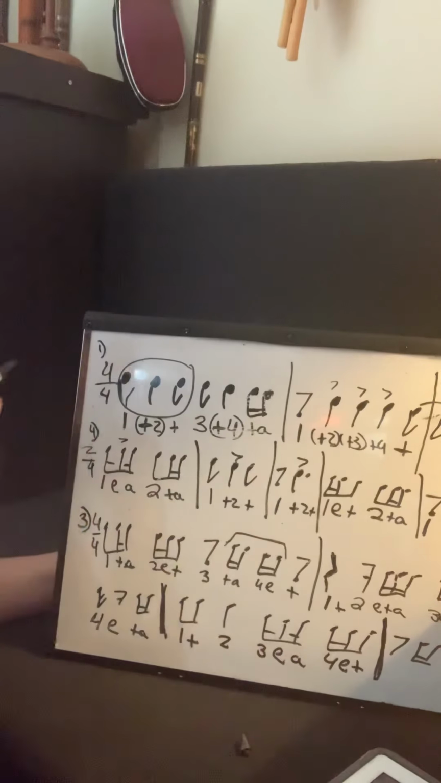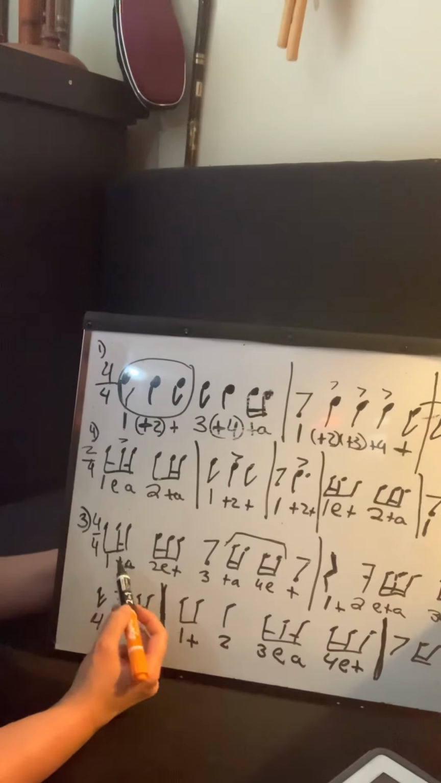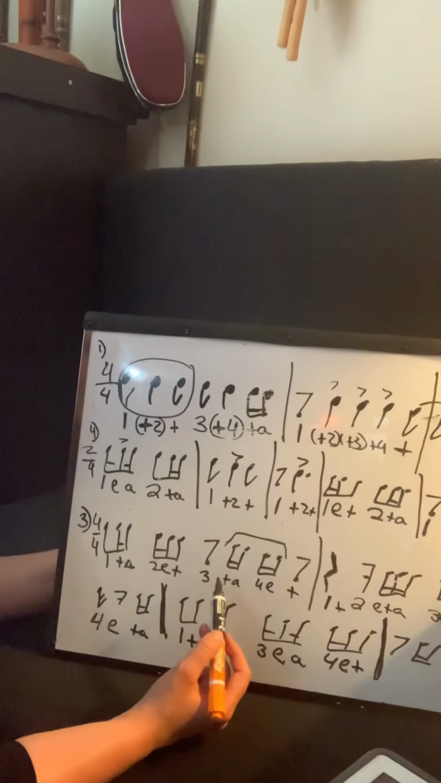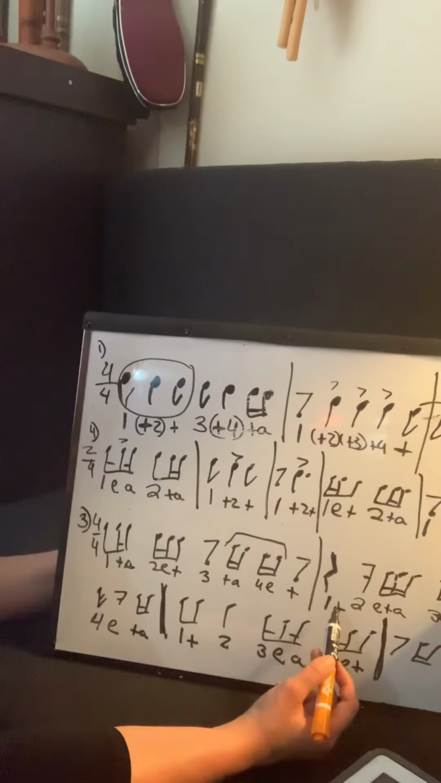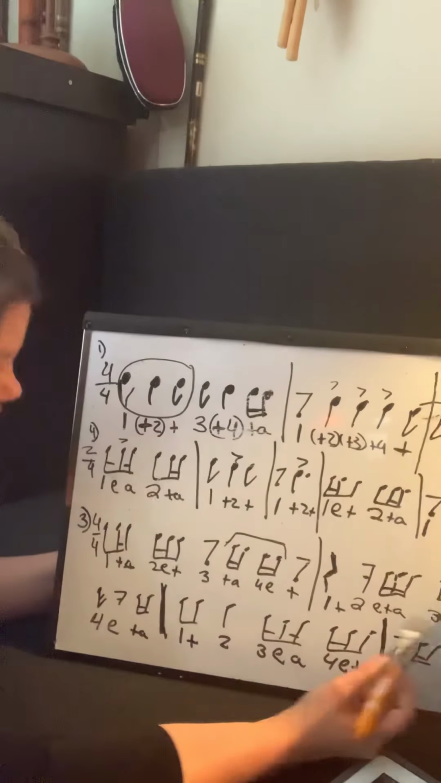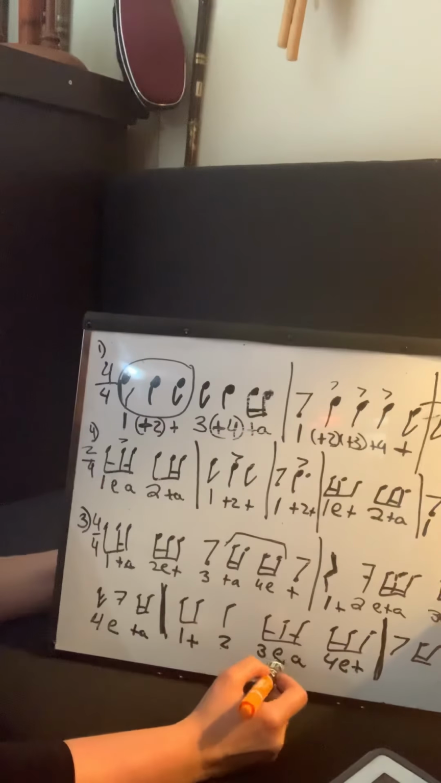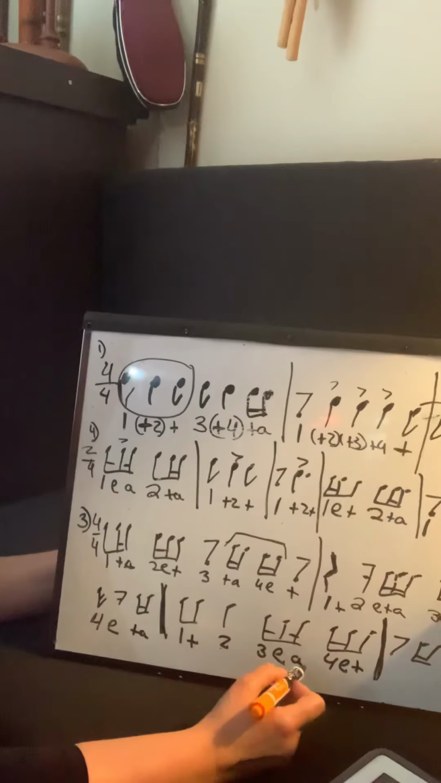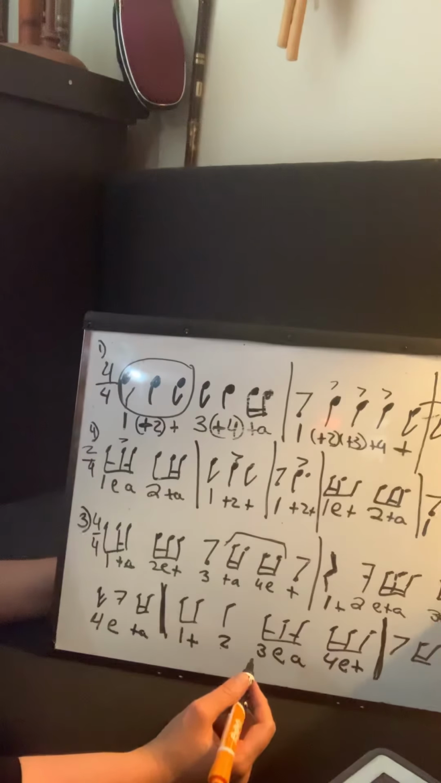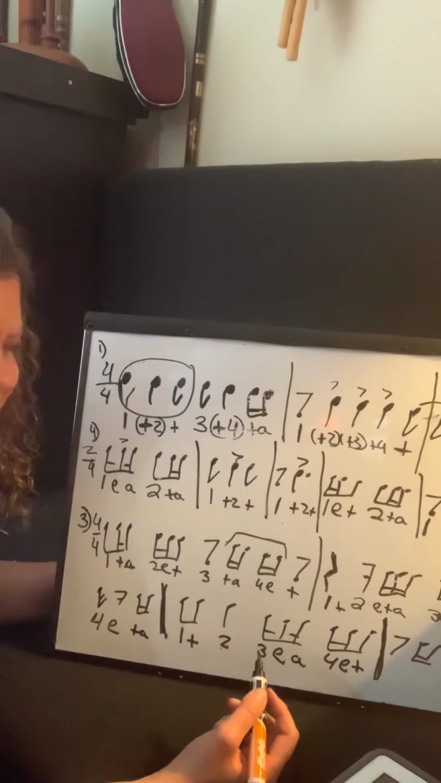Okay, let's do it again, especially since I stopped that in the middle. Let's try. 1 and go. 1 and a 2 E and 3 and a 4 E and 1 and 2 E and a 3 E and 4. 1 and 2. 3 and a 4. 3 E, 4 E and. A lot of syllables to say there.